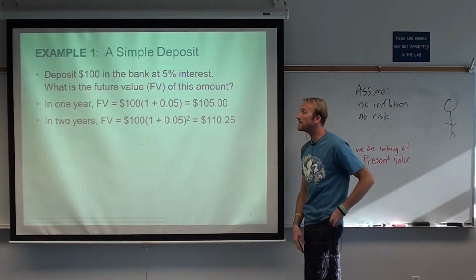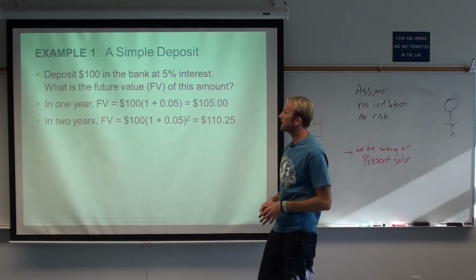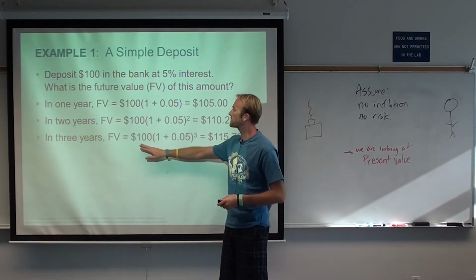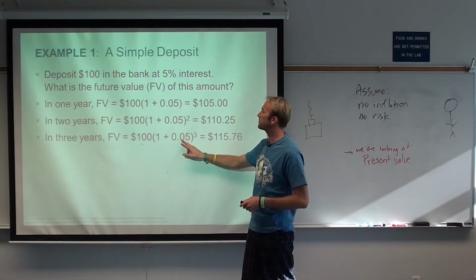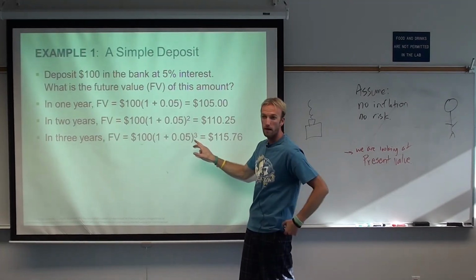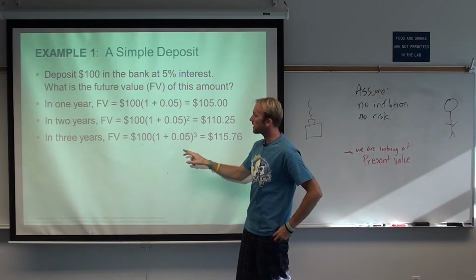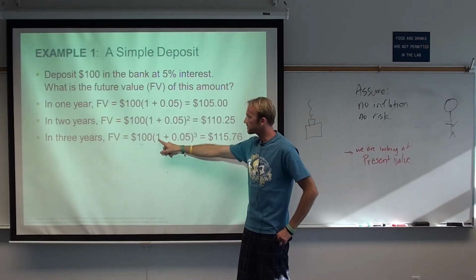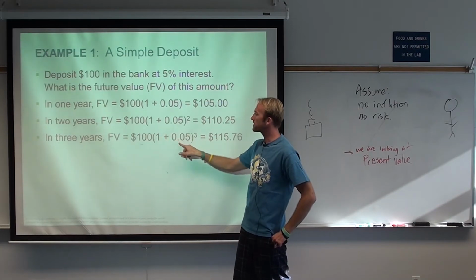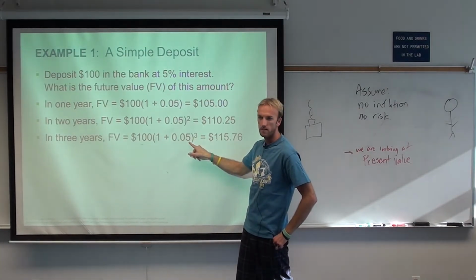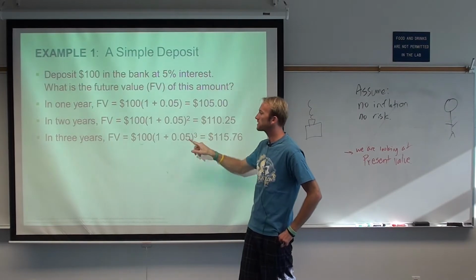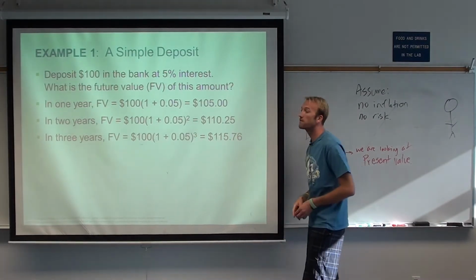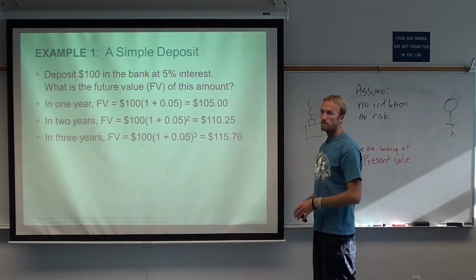All right, and then in 3 years, what's this formula going to look like? It's very simple. It's just $100 times 1 plus 0.05 to the third power. Okay. Again, it's just your original present value times 100% plus, this is just 5% written as a decimal, to the third power because it's in 3 years. So you got 115.76. Right?